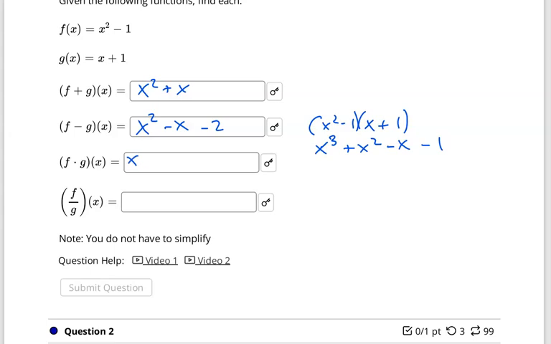X cubed plus x squared minus x minus 1. F over g, now it would be acceptable to do x squared minus 1 over x minus 1. Or if you recognize that x squared minus 1 is the multiplication of x minus 1 times x plus 1.